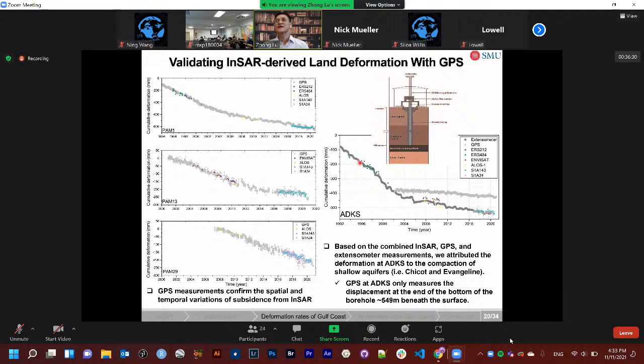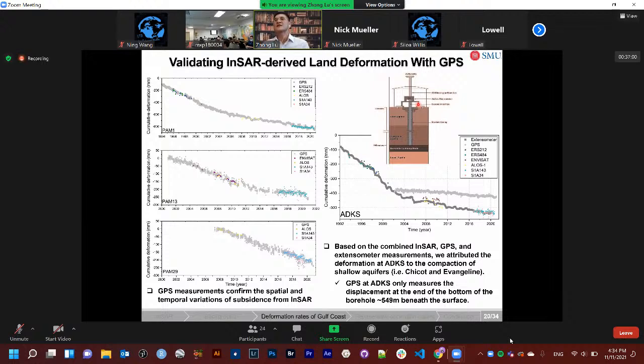You can see InSAR compared with extensometer when they put the GPS in, starting at about the 2002-2003 time frame. The GPS subsidence is not that much compared with the InSAR measurements. Well, because the GPS is here. But even though the GPS didn't show the exact amount of subsidence at these particular locations as a function of time, combining GPS, extensometer, and InSAR allows us to calculate where the primary deformation is taking place.